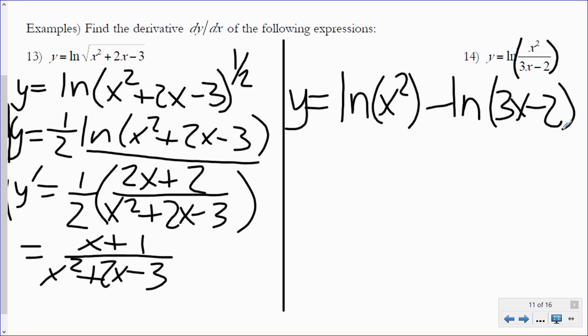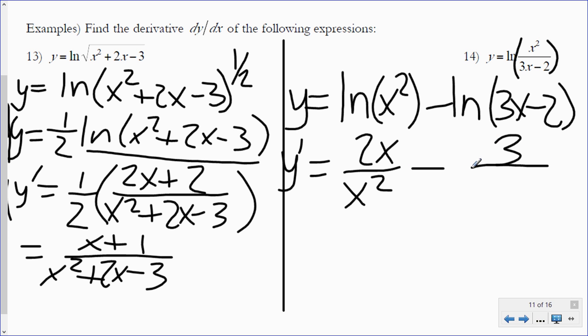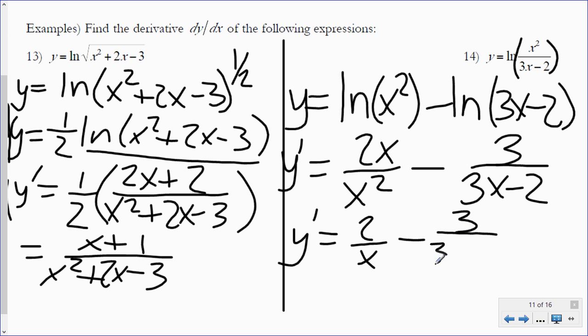Then, because we're now finding the derivative of a difference, we can just find the derivative of each term. So derivative of natural log of x squared, that's just going to be 2x, the derivative of x squared, over x squared, minus 3, derivative of 3x minus 2, over 3x minus 2. And then a little bit of simplifying, the 2x over x squared would just simplify to 2 over x minus 3 over 3x minus 2.